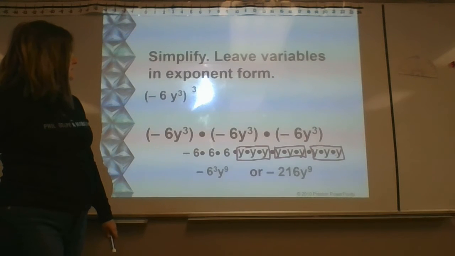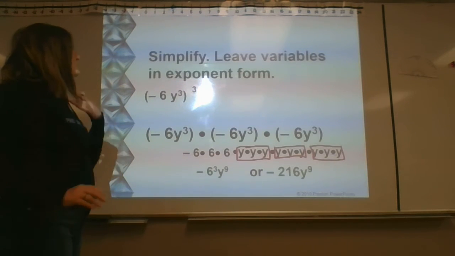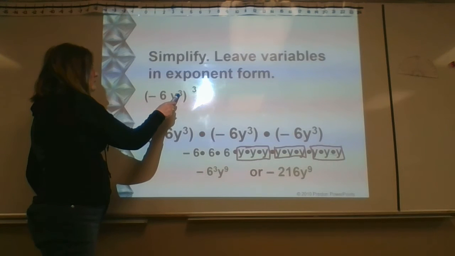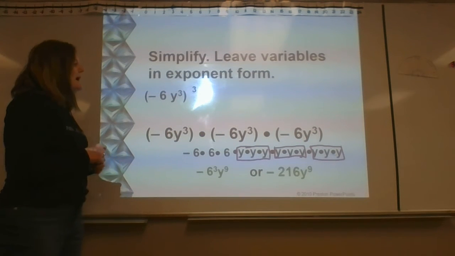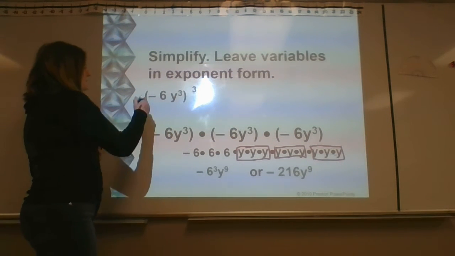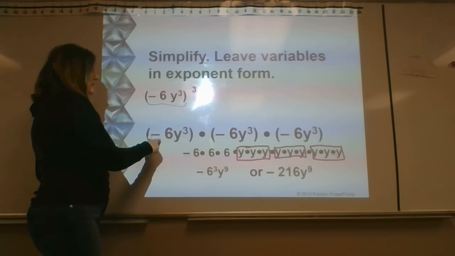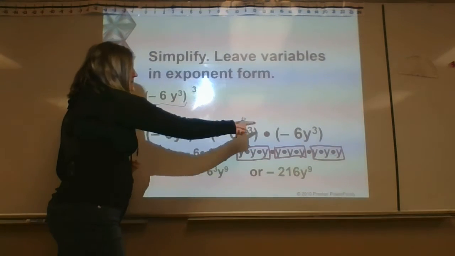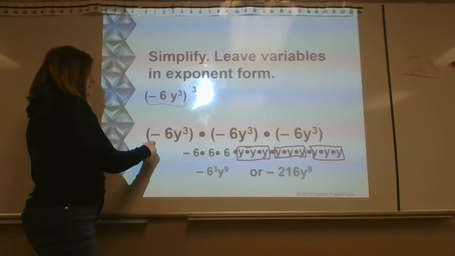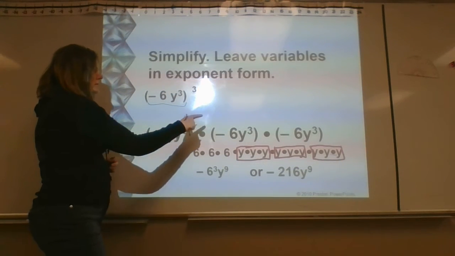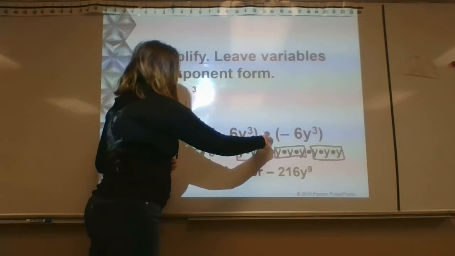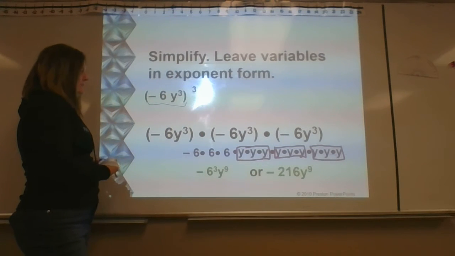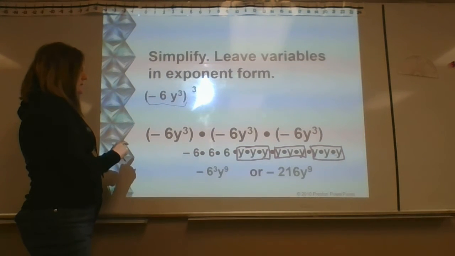Now let's take a look at this one. This one's different. We have negative 6y to the 3rd power, raised to the 3rd power. So that means this is multiplied by itself 3 times: negative 6y to the 3rd times negative 6y to the 3rd times negative 6y to the 3rd.